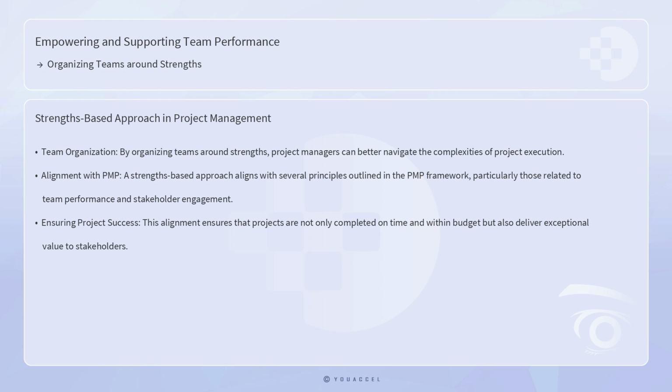In the context of project management, a strengths-based approach aligns with several principles outlined in the PMP framework, particularly those related to team performance and stakeholder engagement. By organizing teams around strengths, project managers can better navigate the complexities of project execution, from planning and resource allocation to risk management and stakeholder communication. This alignment ensures that projects are not only completed on time and within budget, but also deliver exceptional value to stakeholders.